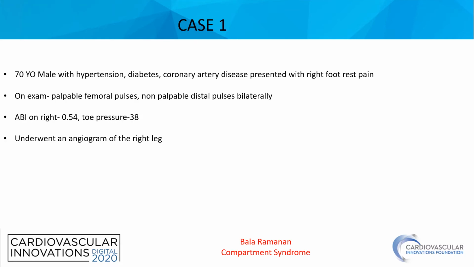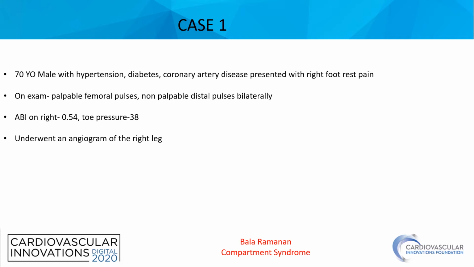My first case is a 70-year-old male with hypertension, diabetes, coronary artery disease who presented with right foot rest pain. On exam, he had palpable femoral pulses and non-palpable distal pulses bilaterally. His ABI on the right was 0.54 with a toe pressure of 38 millimeters of mercury.